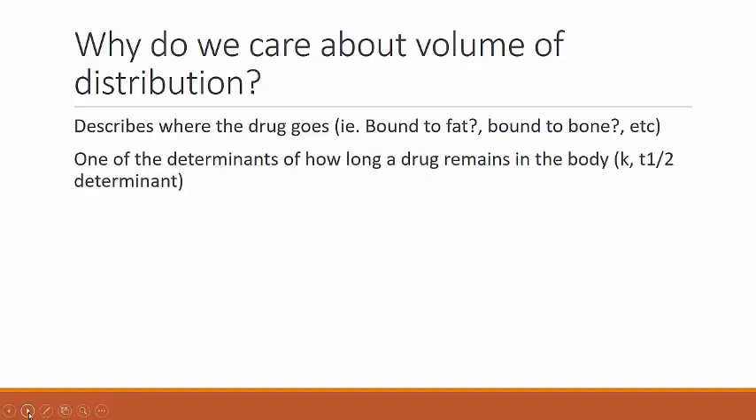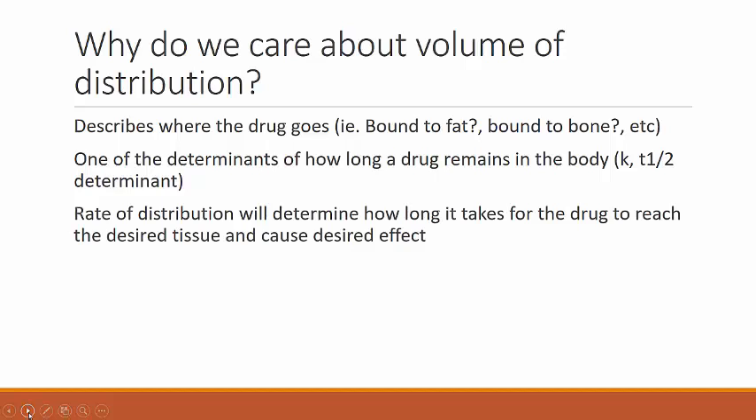Secondly, it is one of the determinants, as you know, that determines how long a drug remains in the body. It is one of the determinants of K and half-life. The larger the volume of distribution, the longer the drug will be hanging out in the body. The longer the half-life, the slower the elimination rate constant.